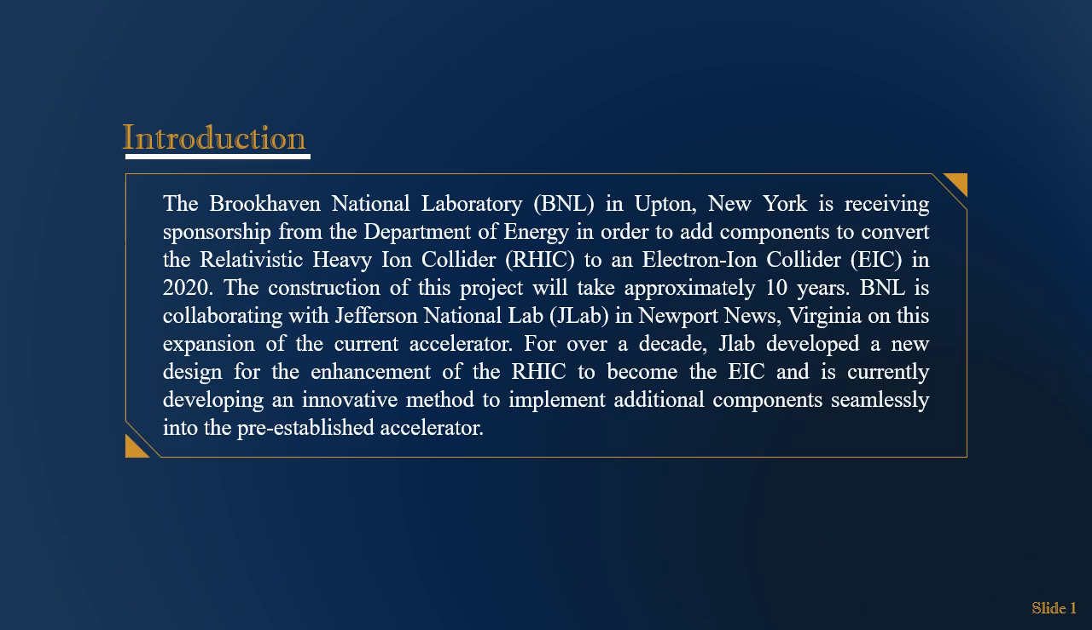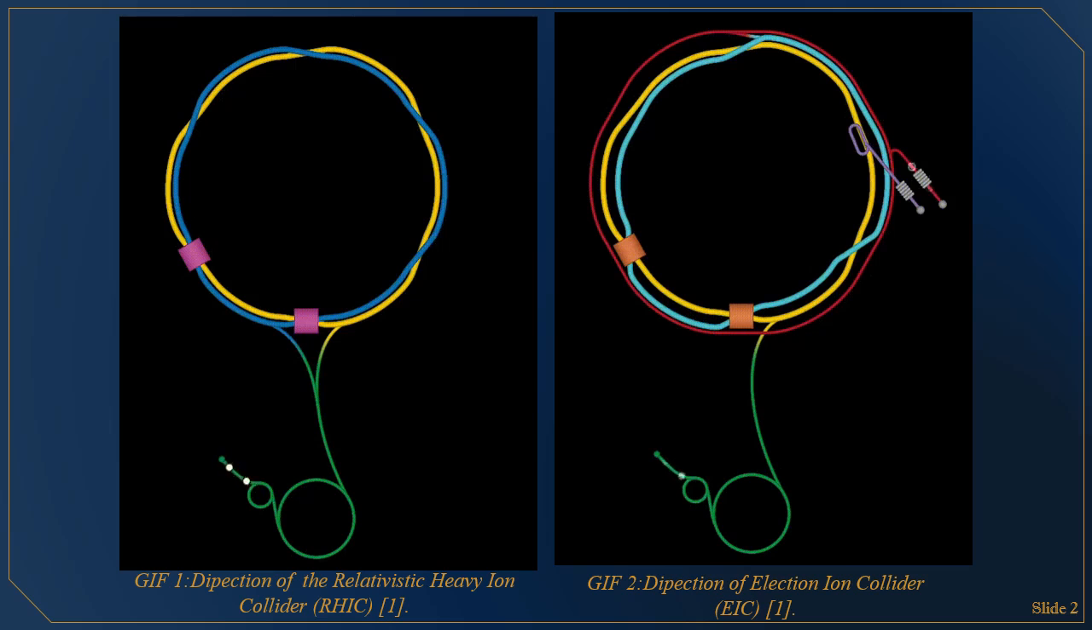In 2020, Brookhaven National Lab, partnering with Jefferson National Lab, will be adding components to convert the Relativistic Heavy Ion Collider, RHIC, to an Electron Ion Collider, EIC. The first GIF is of the RHIC and the second GIF is of the RHIC converted into the EIC. The additional components will be the electron injector, injector linac, electron cooler, and polarized electron source.